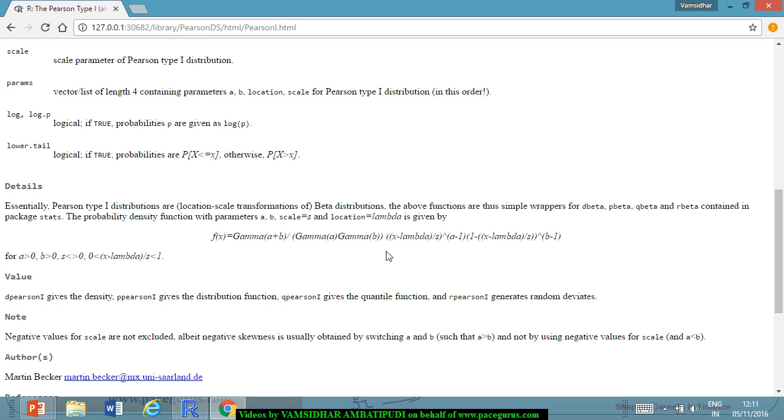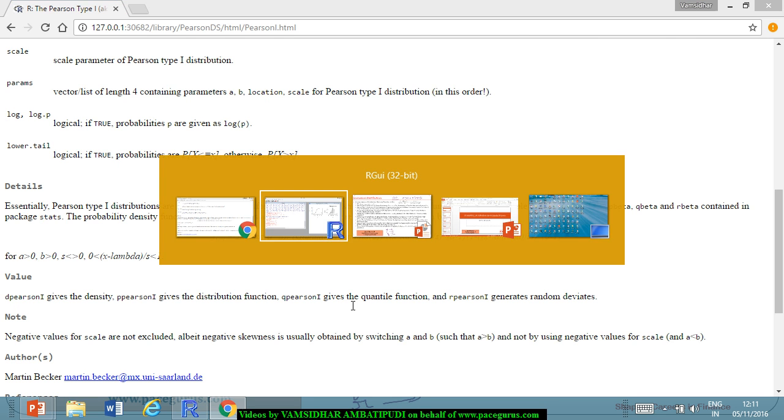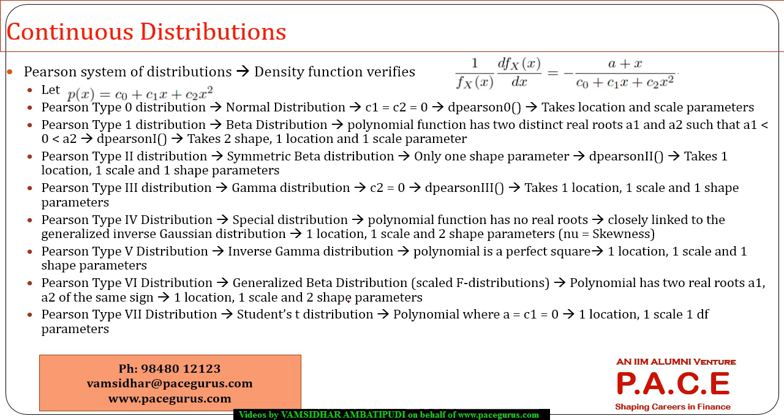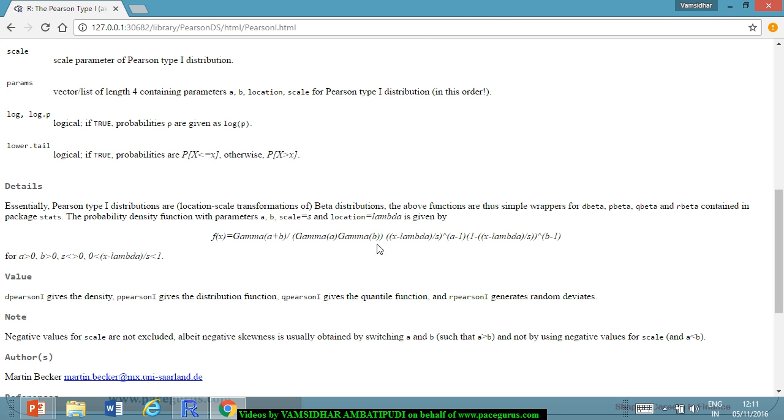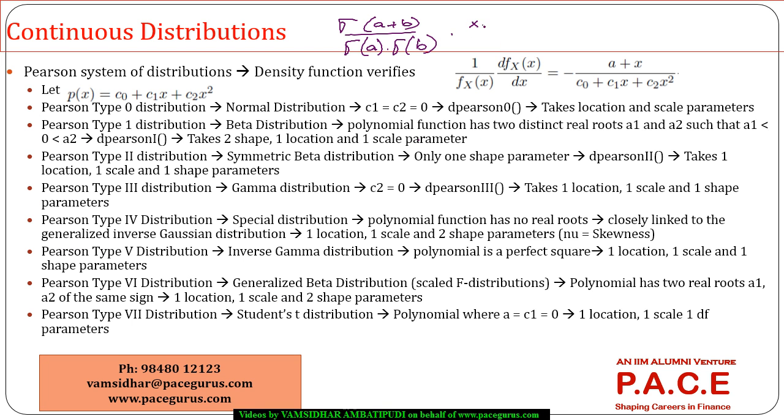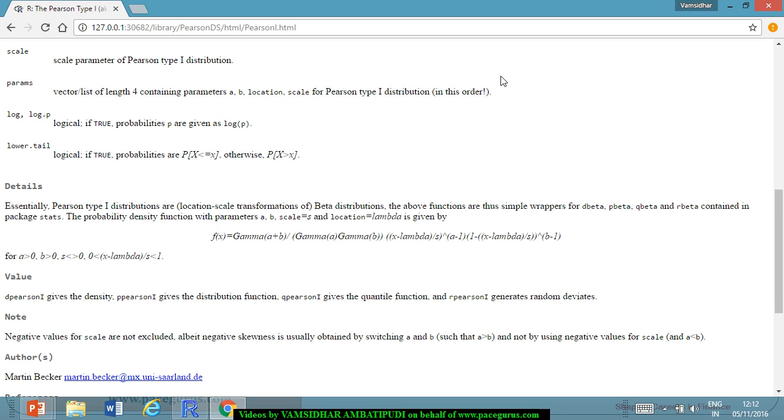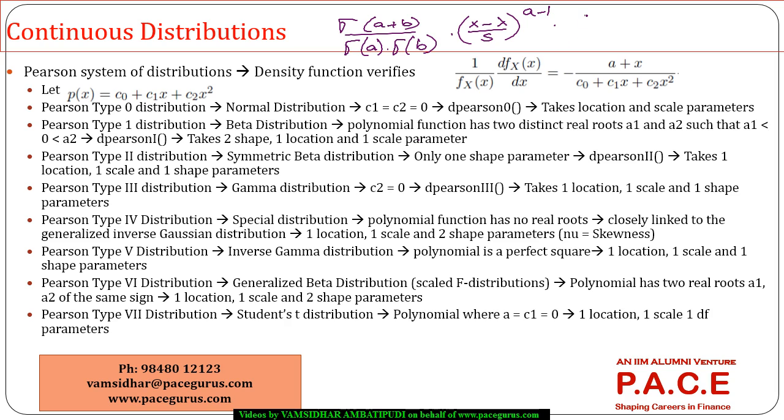If you look at your A, B, location and scale, lambda is the location parameter, so the density function of this is coming out as gamma of A plus B. If you want the theory part of it, it is working out as gamma of A plus B divided by gamma of A into gamma of B. Then we also have (x minus lambda) by s to the power A minus 1, into 1 minus (x minus lambda) by s to the power B minus 1.